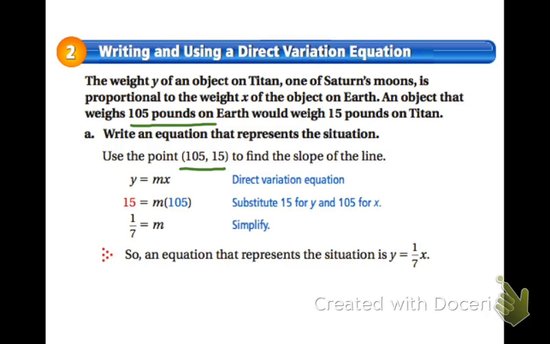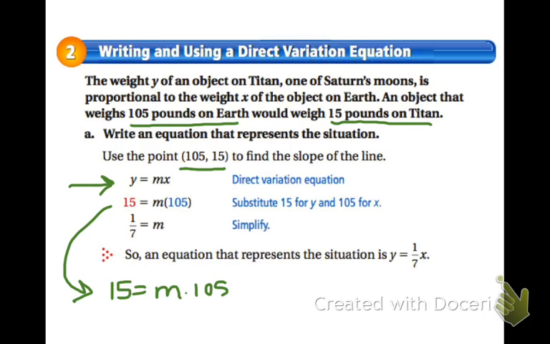I know that the x-coordinate is indicated right here. The y-coordinate is right there. So if I'm substituting that into this direct variation equation, y is equal to mx, substitute in 15 for y and 105 for x, and I'm going to bring this work down here. If I have 15 is equal to m times 105, and I want to solve for m, I will undo this multiplication. I'll divide by 105 on both sides of the equation.